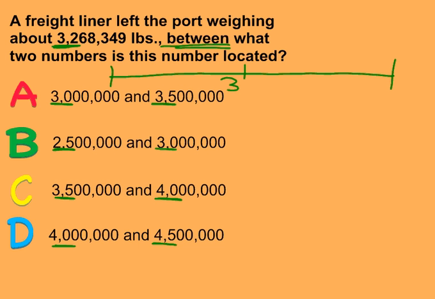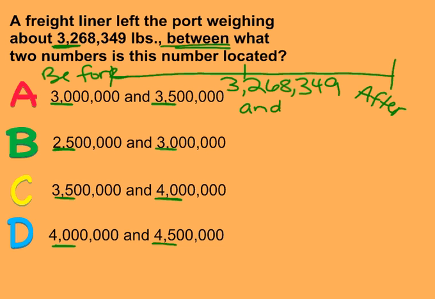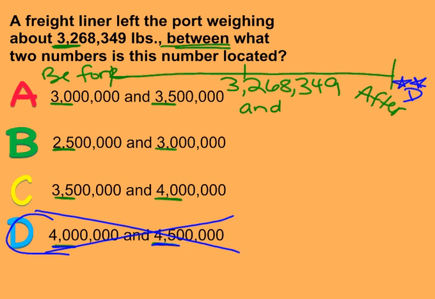If this is 3,268,349, I need to think of these as numbers before and, pretend the and is in the middle, after, to find my answer. Let's start with the bottom and go up. When I look at D, I see 4 million to 4.5 million. Well, when I look at my number line, I know 4 million is after, 4.5 million is after. So this could not be part of the range because both of those numbers for D come after.